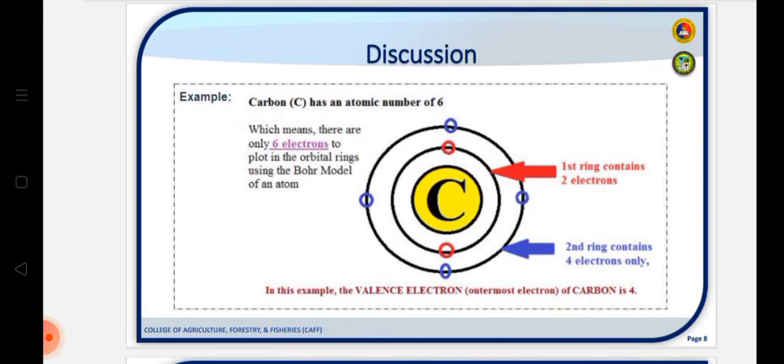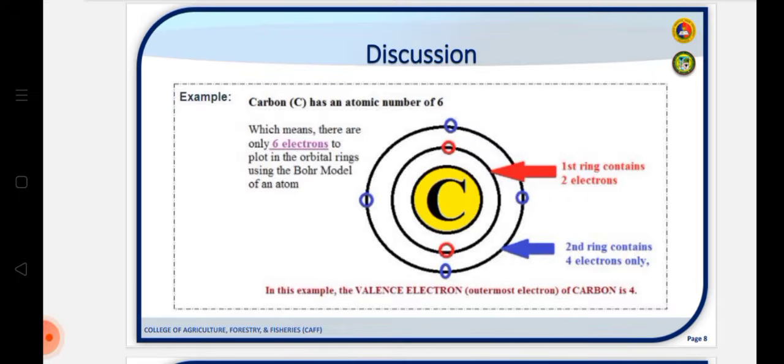Let's draw the Bohr model of an atom of carbon. For example, carbon has an atomic number of 6, which means there are 6 electrons to plot in the orbital rings using the Bohr model of an atom. You draw carbon at the center, meaning it is the nucleus. It consists of the protons and neutrons. Then draw the first ring. Again, the first ring will only hold a maximum of 2 electrons. We need to plot 6 electrons, so 6 minus 2, how many are left? Okay, 4 are left.